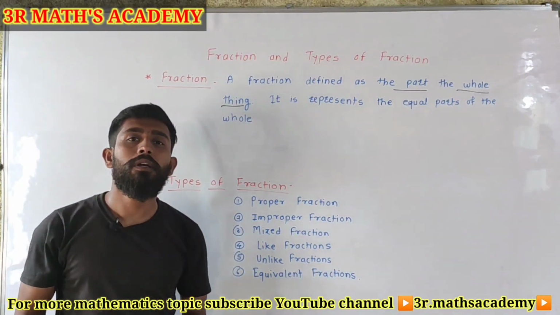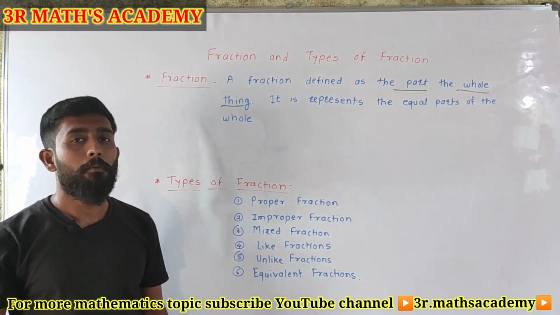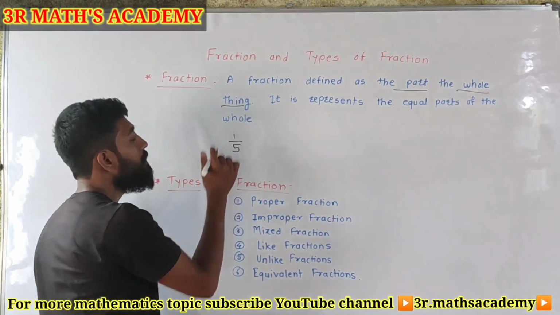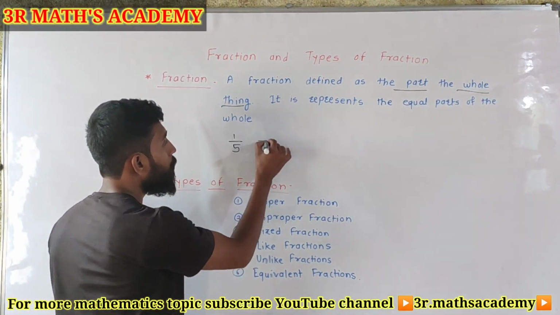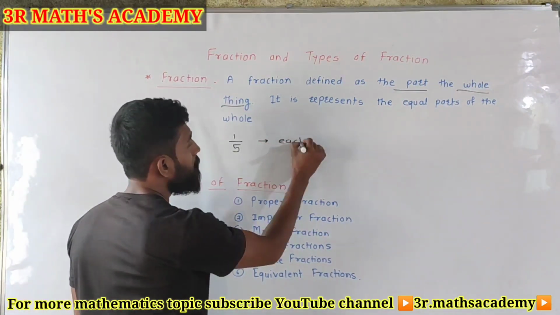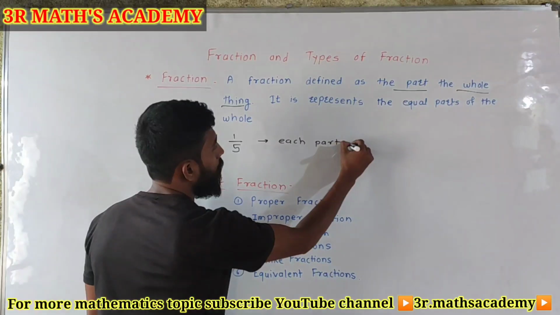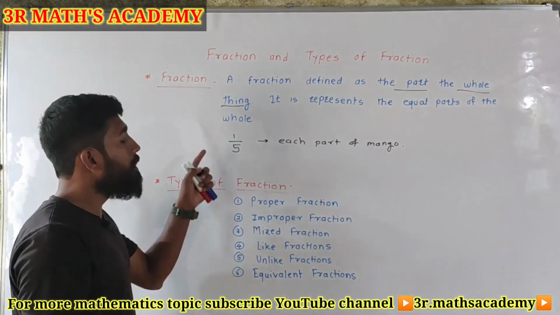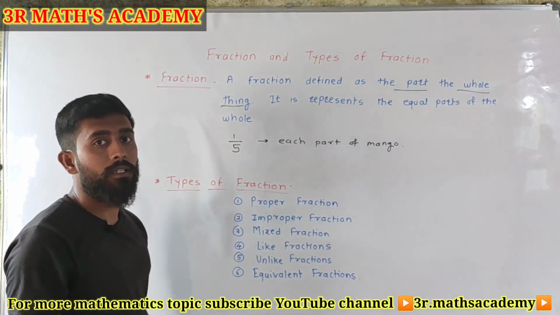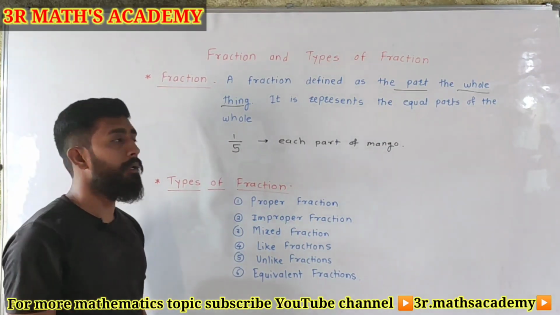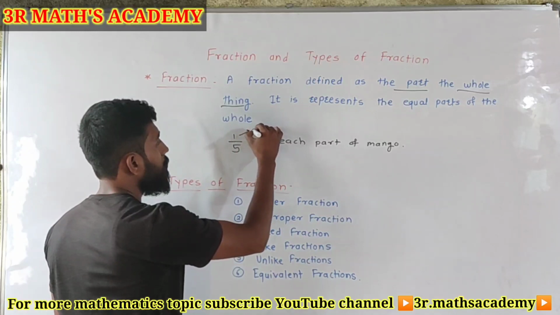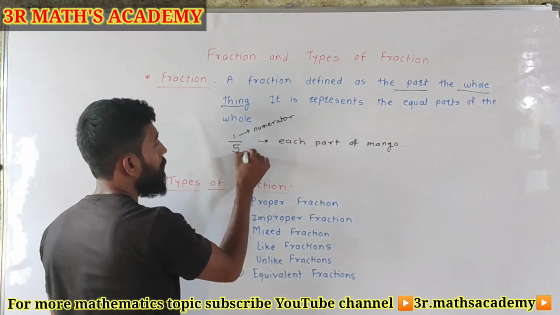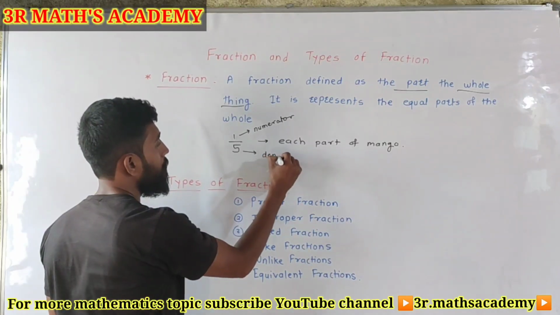For example, we cut a mango into 5 equal parts. So 1 upon 5 is represented as each part of the mango. In a fraction, there are two most important things: the numerator and the denominator. So this is the numerator and this is the denominator.